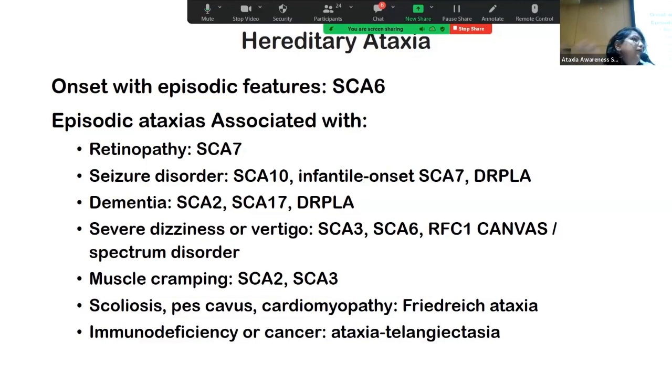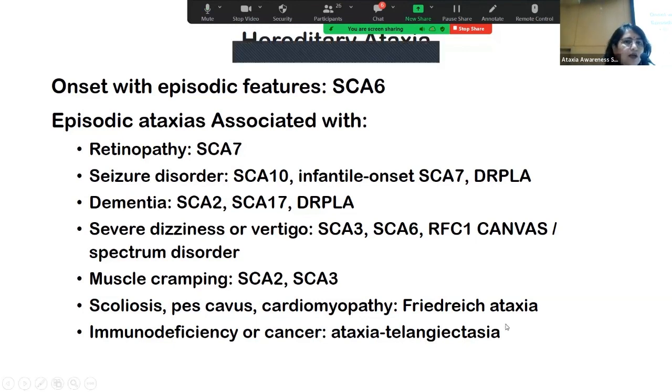So here, you remember Sir talked about SCA, it is spinocerebellar ataxia, and there were 1 to 49 he had written here on the screen, and each number denotes the characteristics of that type of ataxia. Okay, so now these are the characteristics where if the ataxia is with retinopathy, it could be SCA7. If ataxia is with seizure disorder, it could be SCA10. Infantile onset, SCA7.